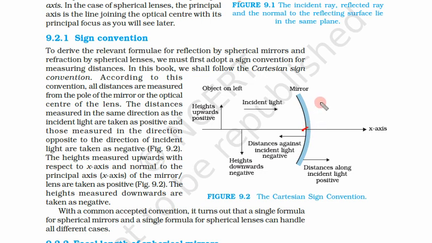So this is our pole, this is the principal axis, and somewhere here is the center of curvature. Height upwards is positive because it is on the positive y side. Height downwards is negative because it is on the negative side. So this is negative. Now distances towards this side are negative, distances to this side are positive, and this is our direction of incident light. So this is our mirror.